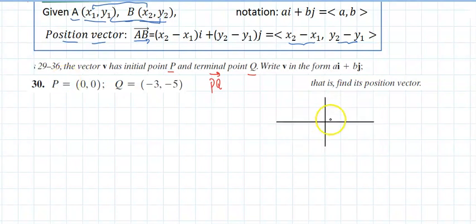P is at the origin. Okay, well, again, that's what we're trying to do. I'll tell you in a minute. P is at the origin, we're right there. And Q is at negative 3, negative 5.